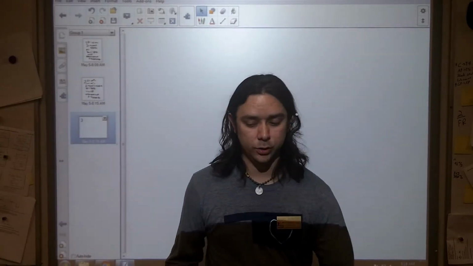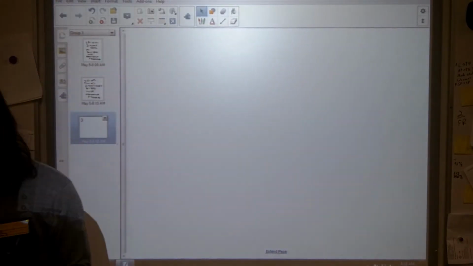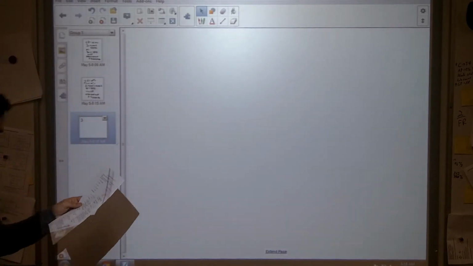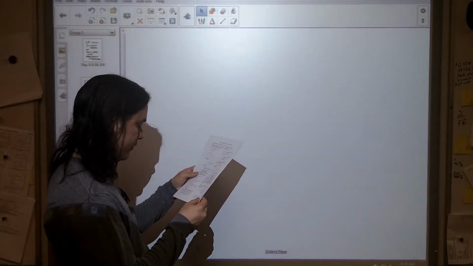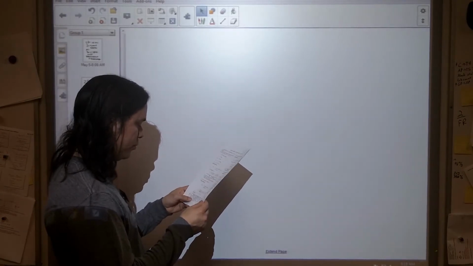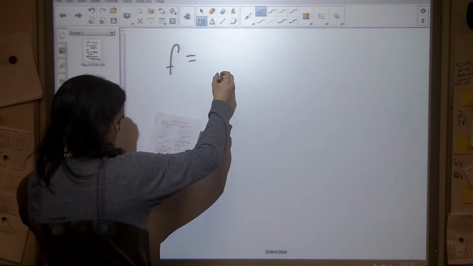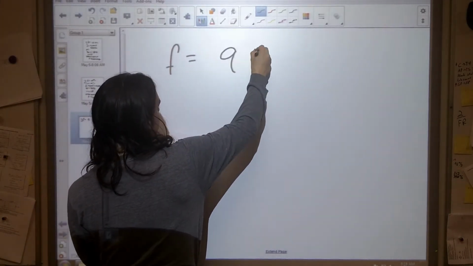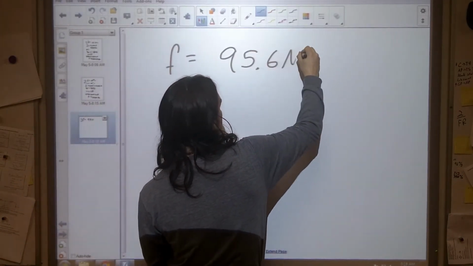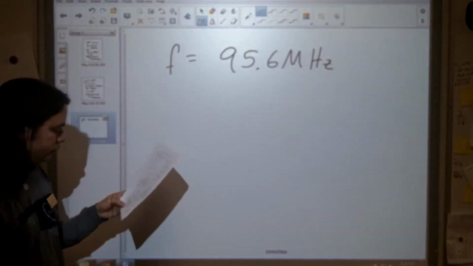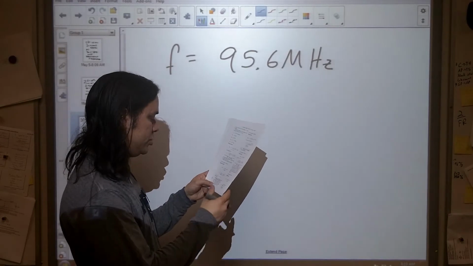Okay, so we're going to continue looking at wave mechanics. Let's see the next one that we're going to take a look at. The frequency of oscillation of the wave emitted by an FM radio station. They're telling us that the frequency of this FM radio station is 95.6 megahertz. At least those are the numbers I have. Find the period of vibration.